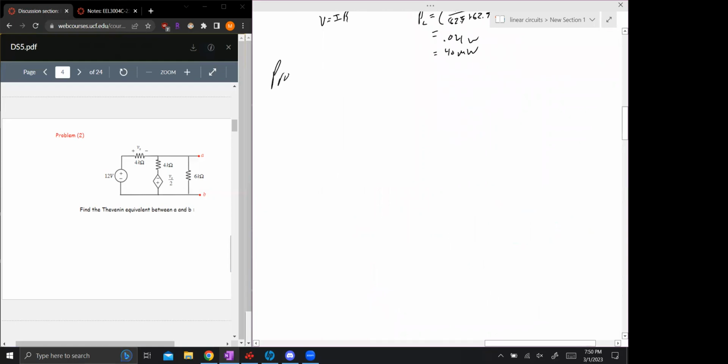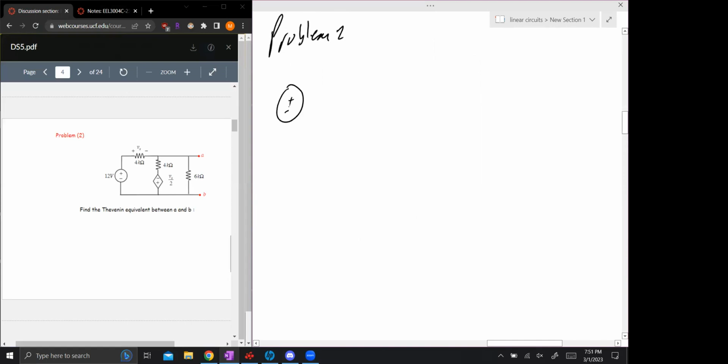This is problem 2. I'm gonna zoom in a little bit. I feel like my handwriting is at least marginally better when I'm zoomed in. So let's see. Plus minus. There's that. Minus plus.